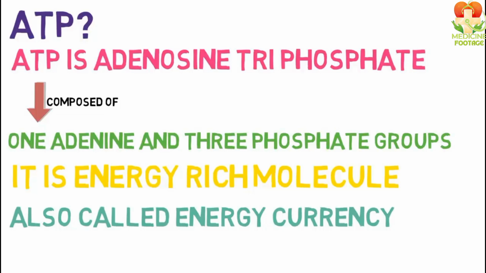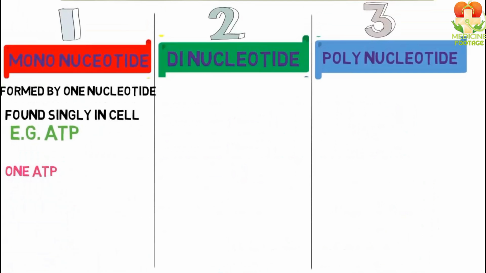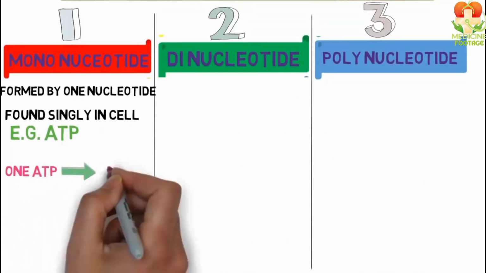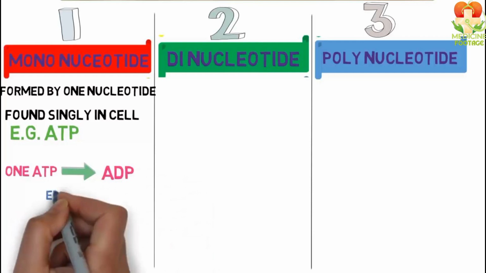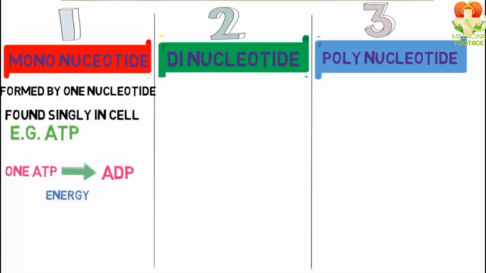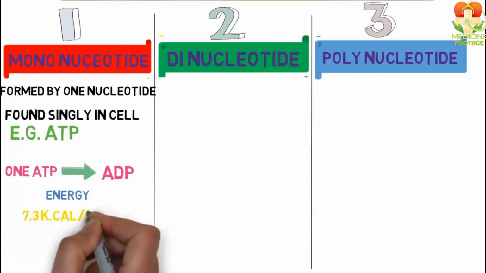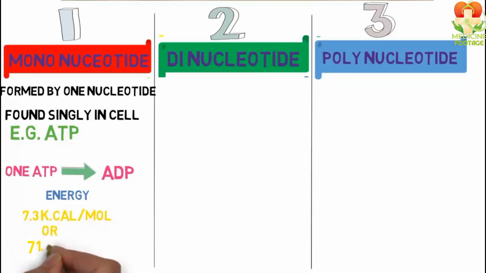Now, how is energy obtained from ATP? When one ATP is converted into one ADP, then energy is released, and that energy is used in various functions of the body. If we talk about energy, when one ATP is converted into one ADP, the energy released is 7.3 kcal/mol. This is also called 30.5 kJ.